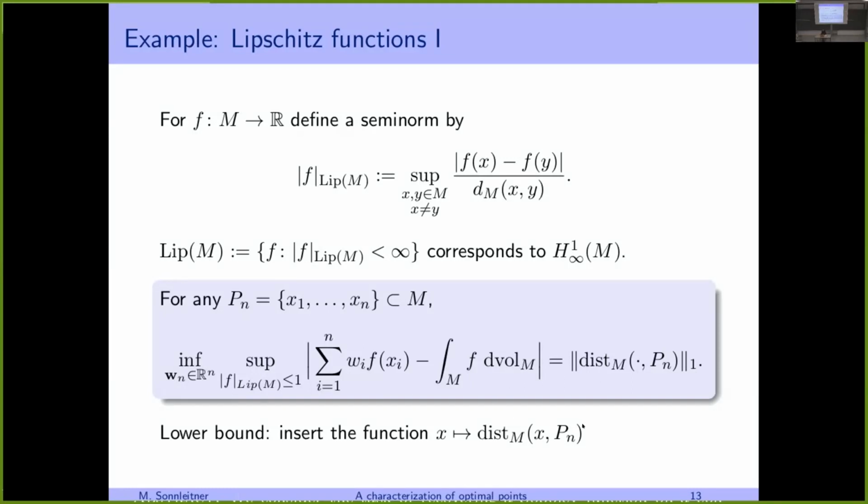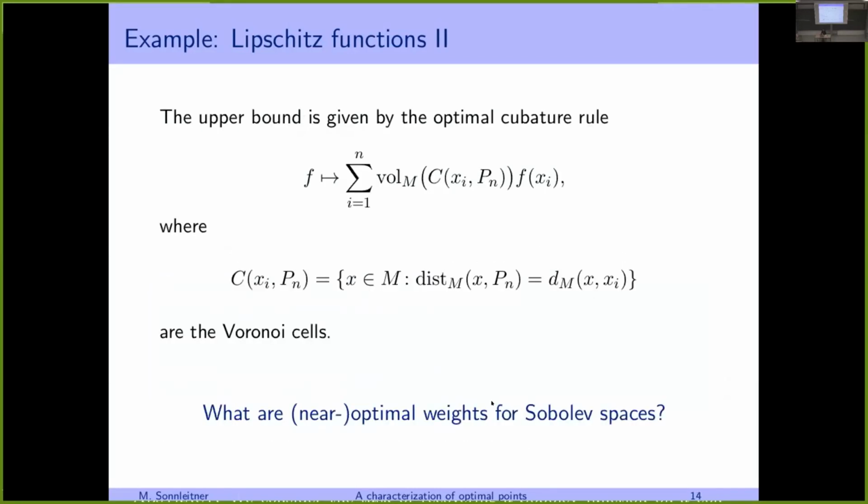And the lower bound is quite easy to see. So we insert this function, this distance function, and then the first term is 0 because the distance function is 0 on the point set. And the second term is just the integral. And this gives the lower bound, for example. For the upper bound, one has to maybe think a little bit to arrive at the following optimal cubature rule.